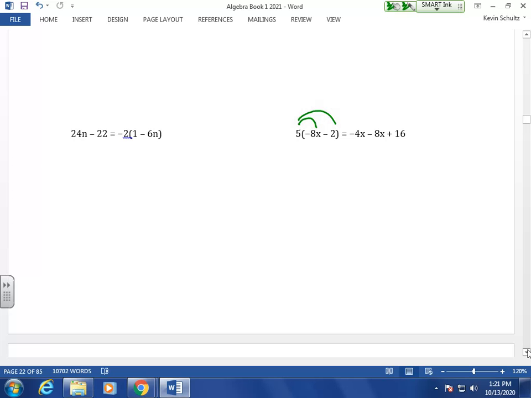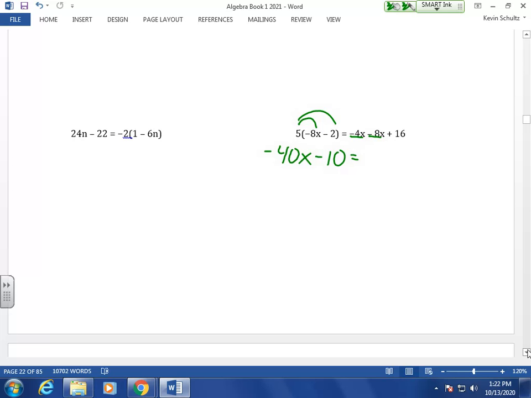Distribute the 5 in. 5 times negative 8 is negative 40. 5 times negative 2, negative 10. The left side's done now. Right? All we had to do was distribute. On the right side, all we've got to do is combine these like terms here.